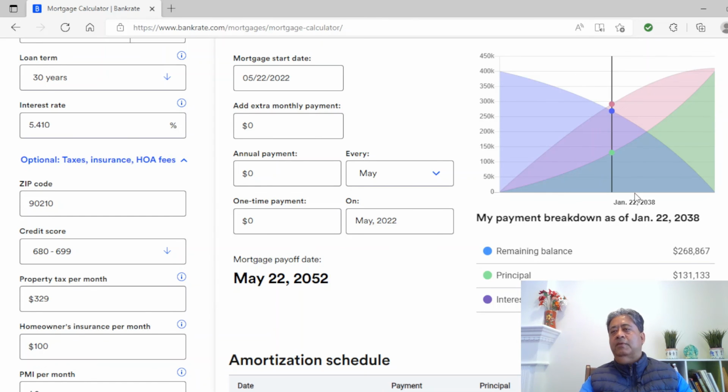Similarly, if you move along in time, in 30 years, when you would have paid up the mortgage, you would have paid off the whole amount. There's no remaining balance. You would have paid all this $400,000 principal amount, and you would have paid interest of $409,000, almost $410,000. So you're paying more in interest than the principal of these payments.